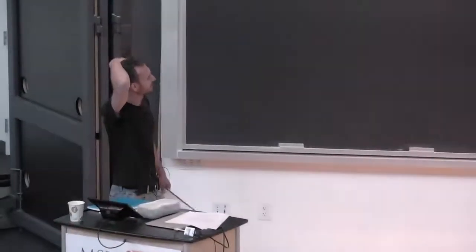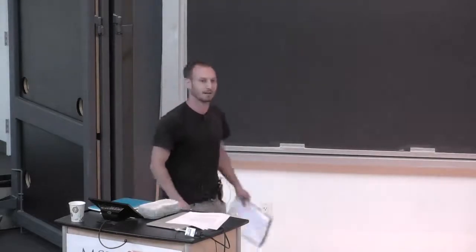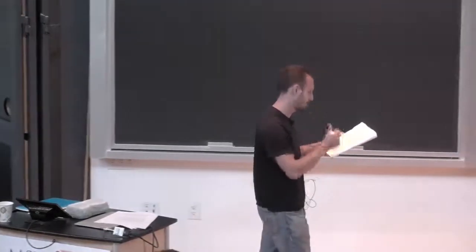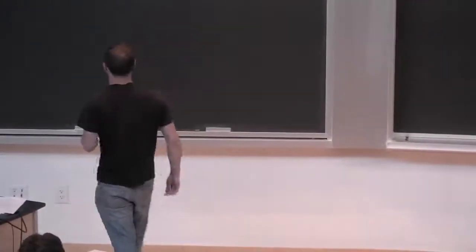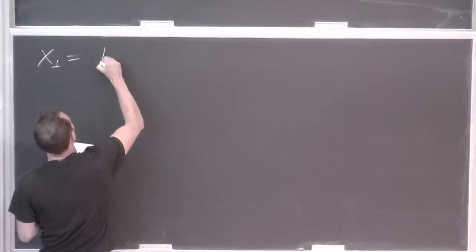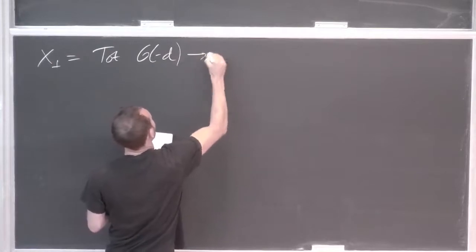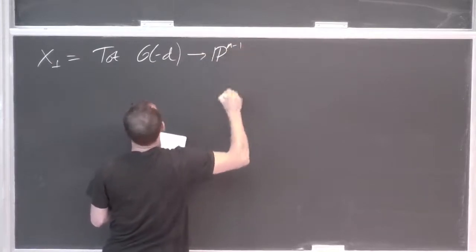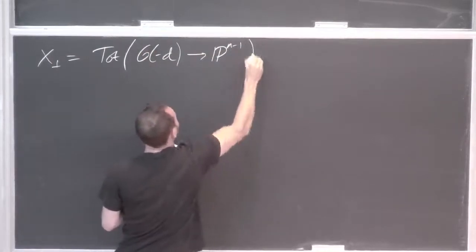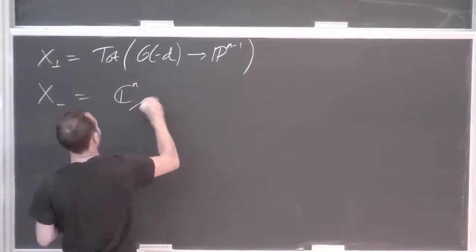So the goal today is to synthesize everything I've been doing with everything Nick's been doing, stick it together, and get a nice theorem and see some consequences. Let me remind you what I did yesterday. I considered two different spaces, one of which is the total space of a line bundle, O(-D) over P^{n-1}, and the other one is an orbifold, C^n mod Z_d.